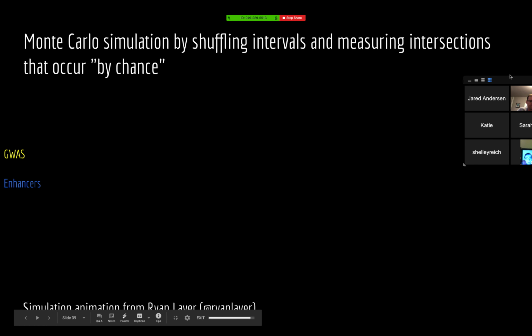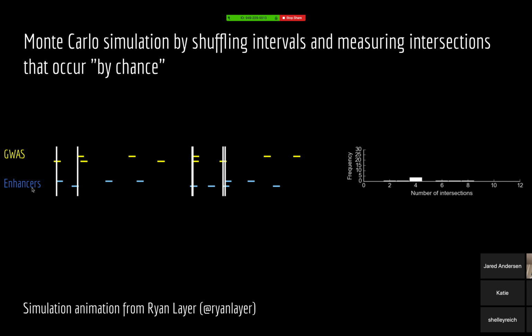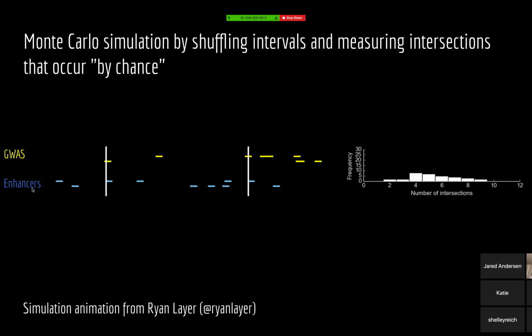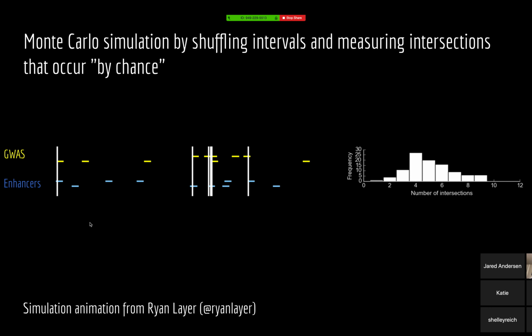Okay, so let's see if I can get this to work. In yellow are going to be our GWAS SNPs, and in blue are going to be our enhancers, sorry. In this case, what we're doing is shuffling the GWAS SNPs, and the white lines are the number of intersections observed when we shuffle. I'm going to redo that. Let's see if I can get it to run again.